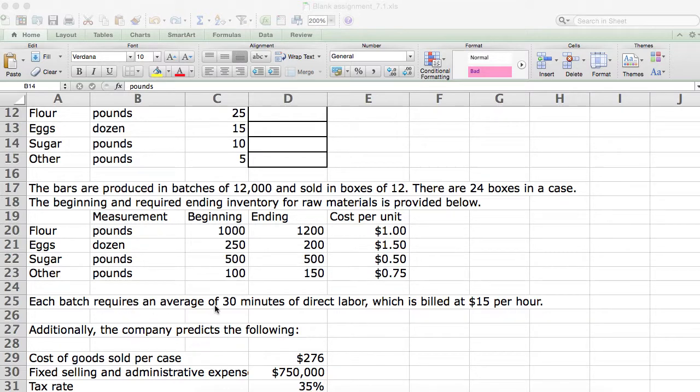Each batch requires an average of 30 minutes of direct labor, which is billed at $15 per hour. This is key information, and what it's letting you know is that in essence you can do 2 batches per hour. The total direct labor bill rate per hour is $15, or $15 for every 2 batches.